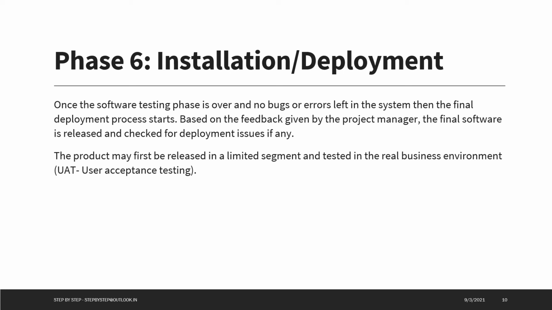Then after the testing is done and the product is certified, the next phase is installation and deployment. So in this phase, once the testing phase is over and no bugs or errors are left in the system, then the final deployment process starts. Based on the feedback given by the project manager, the final software is released and checked for deployment issues if any. Normally, the product may first be released in a limited segment and tested in the real business environment. That is UAT, user acceptance testing.